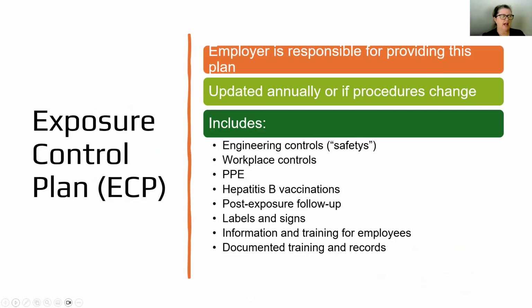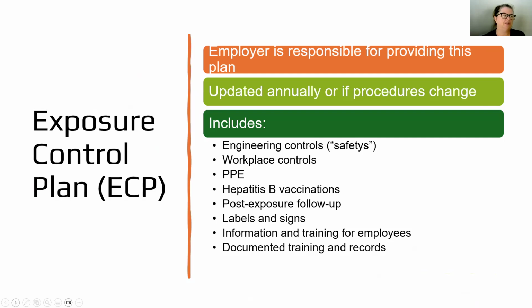Each office also should have an exposure control plan or an ECP. An ECP is basically a plan, depending upon your various facilities, that talks about what is available for safety, what to do in the event of a safety breach, so to speak, or an accident. These are updated annually, so they have to be updated at least once a year, or if a procedure changes.